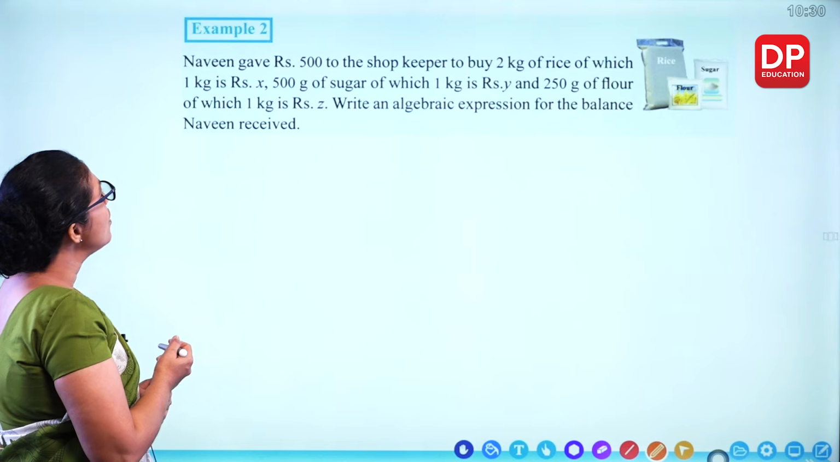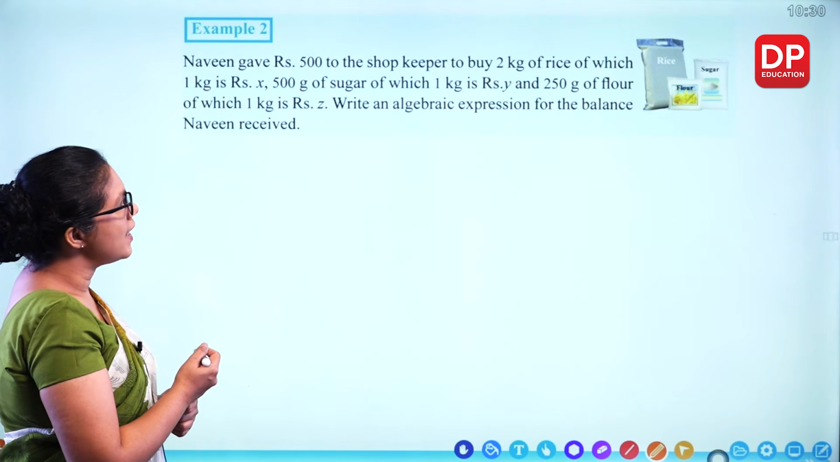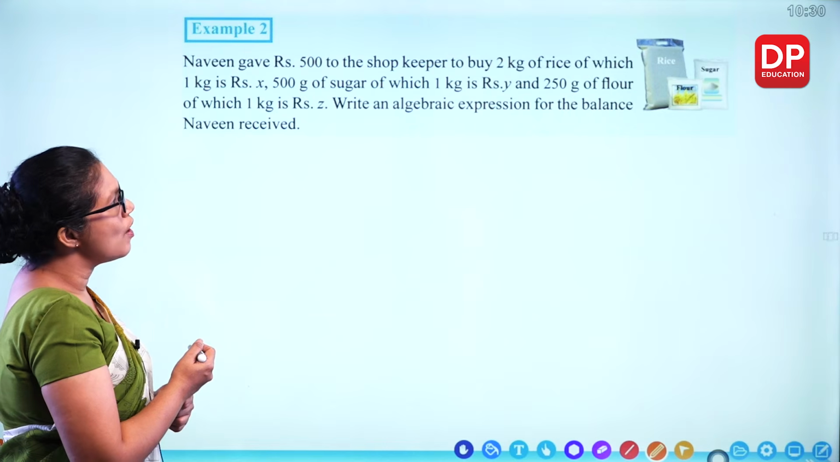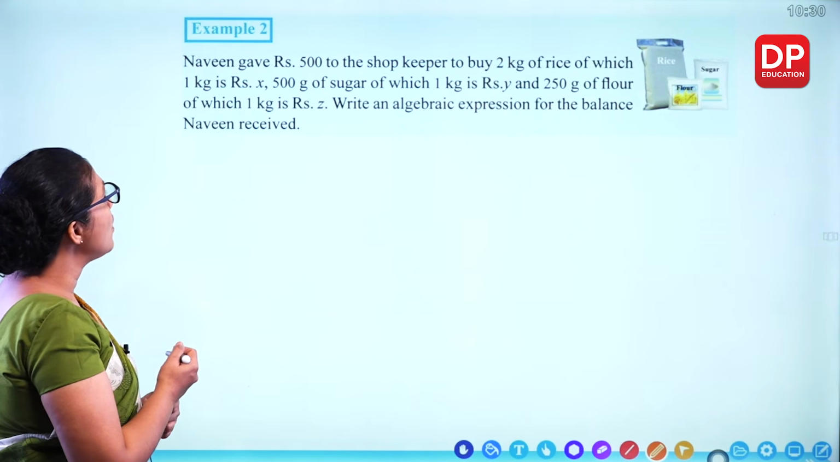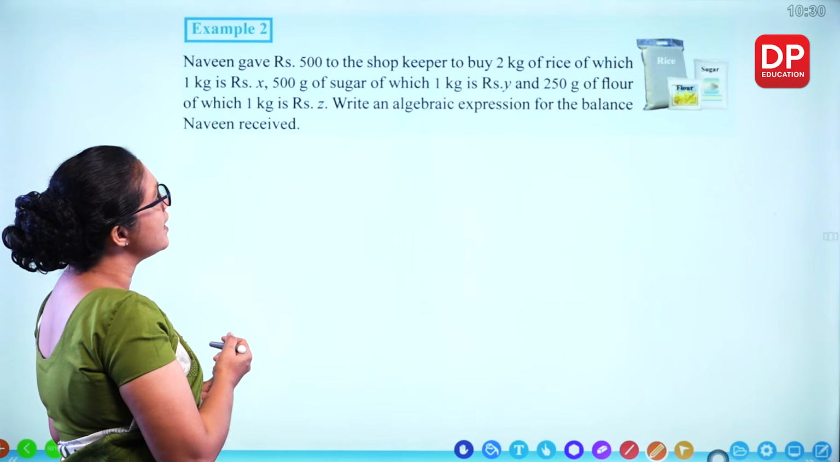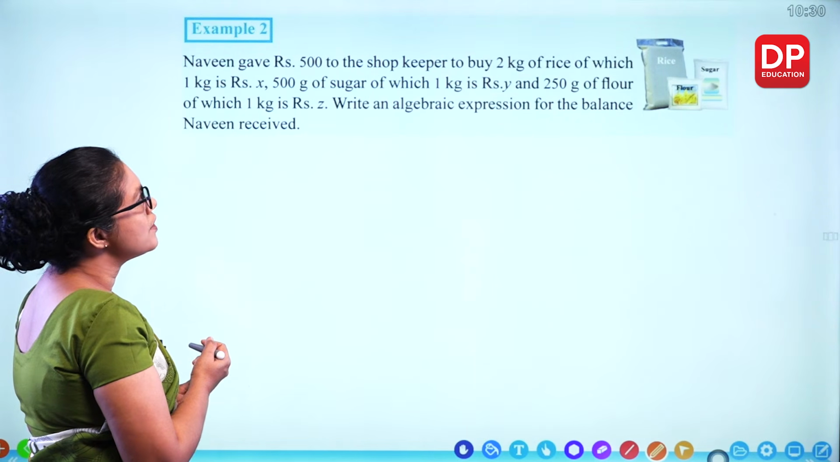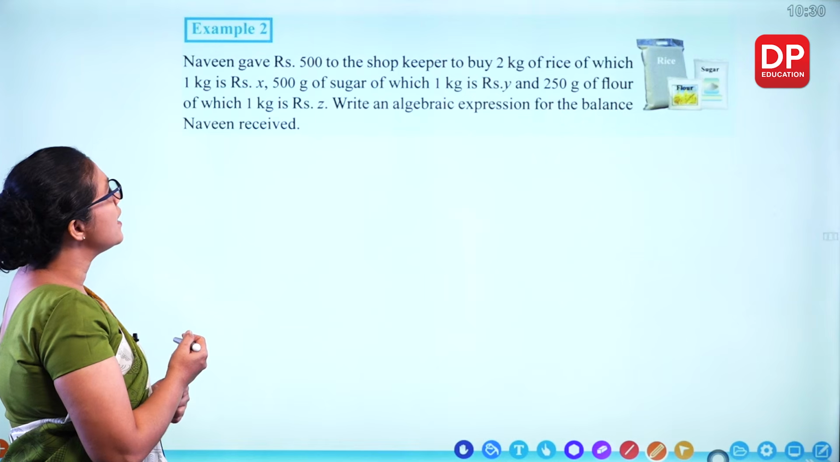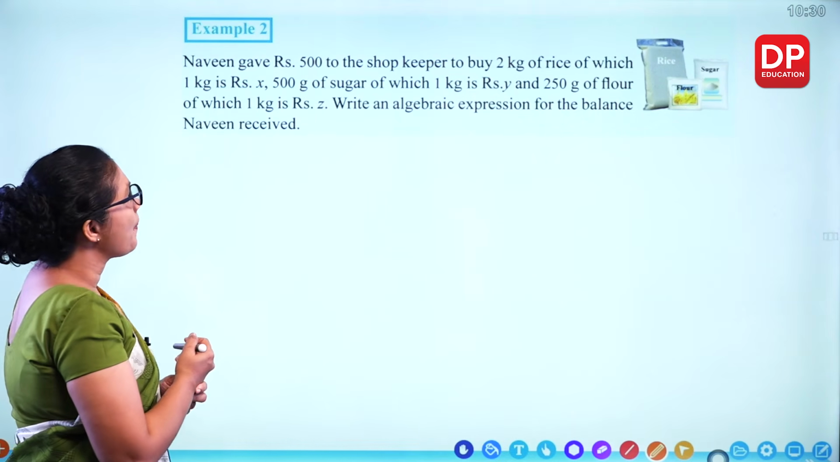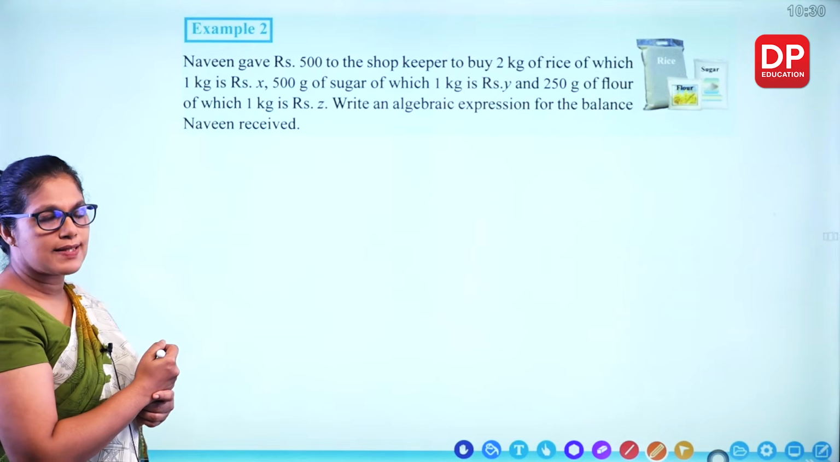Example number 2. Naveen gave 500 rupees to the shopkeeper to buy 2 kilos of rice, of which 1 kilo is X. 500 grams of sugar, of which 1 kilo is Y. And 250 grams of flour, of which 1 kilo is Z rupees. Write an algebraic expression for the balance Naveen received.